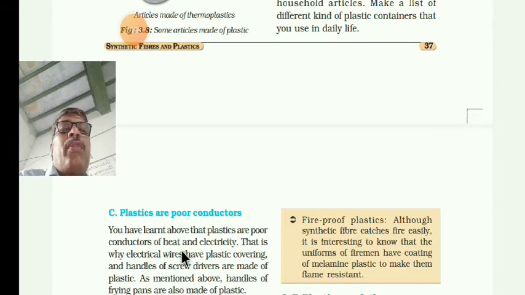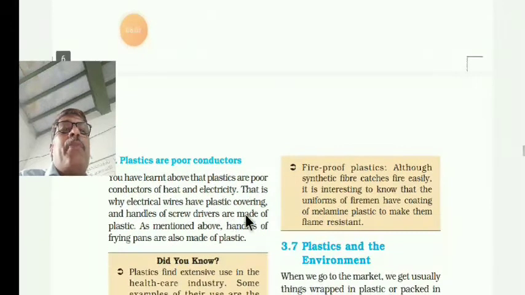That is why electrical wires have plastic covering. You see that electrical wires have plastic coverings, and the handles of screwdrivers are also made of plastic. The reason is that they are poor conductors of heat and electricity. Even the handles of frying pans are made of plastics.